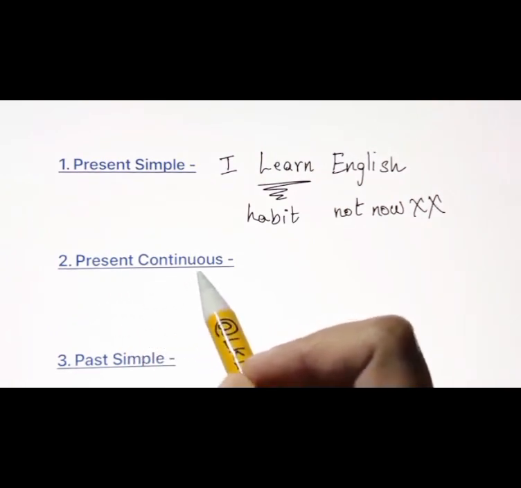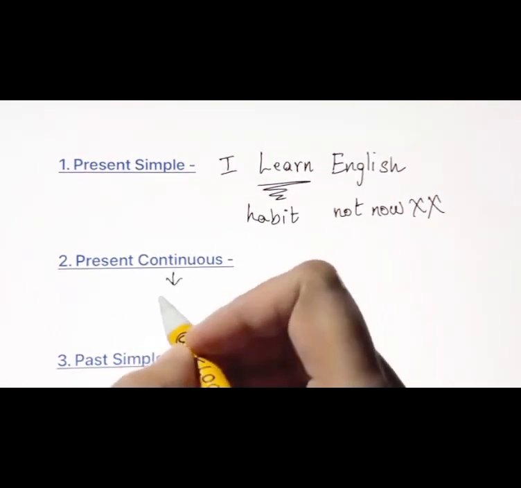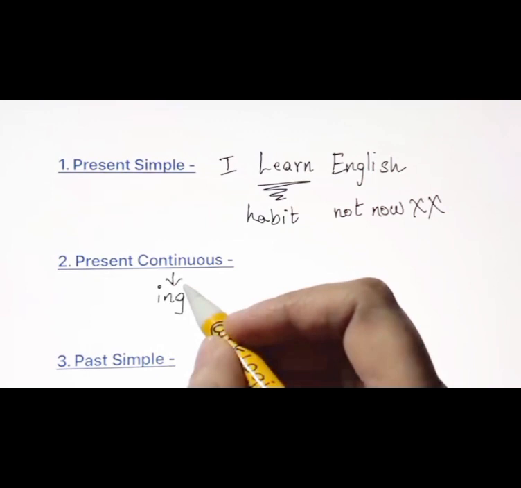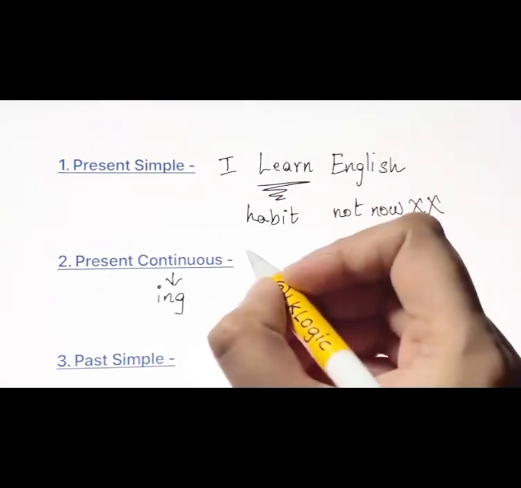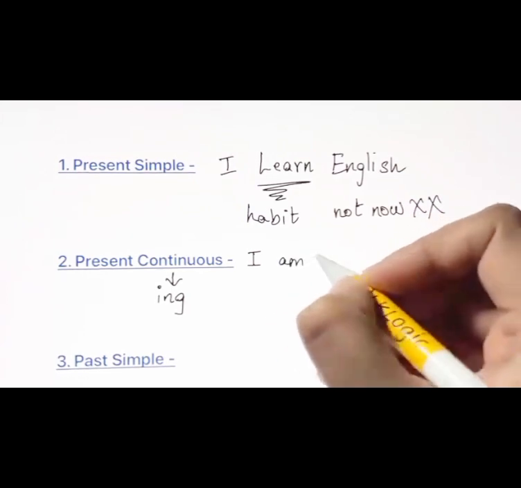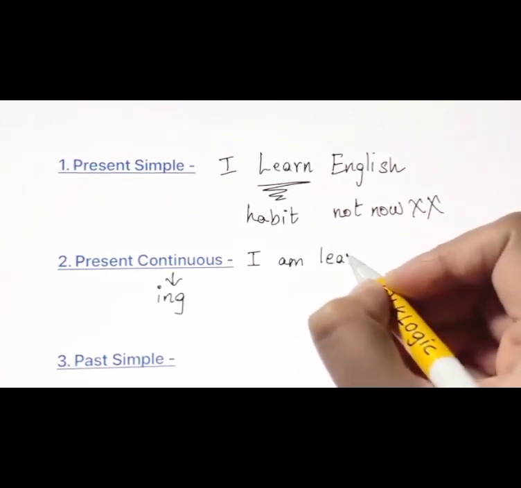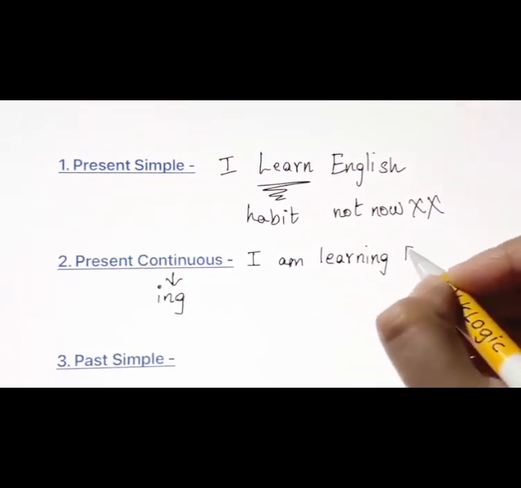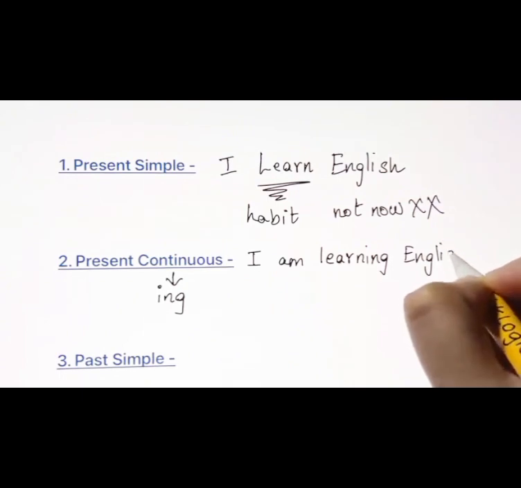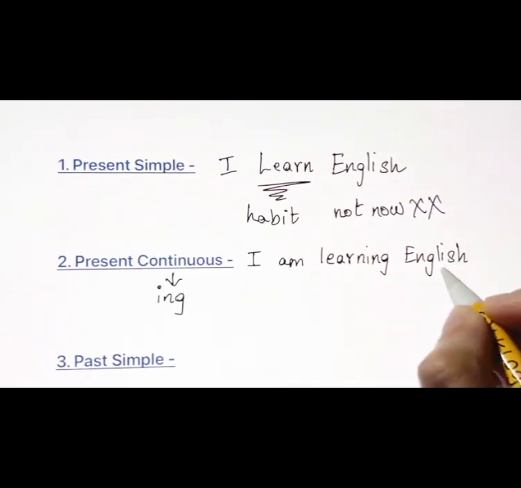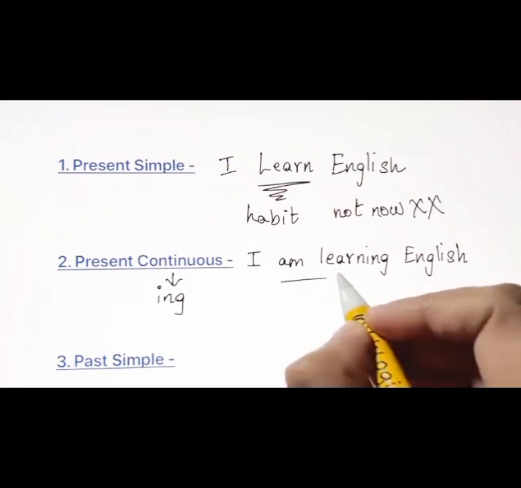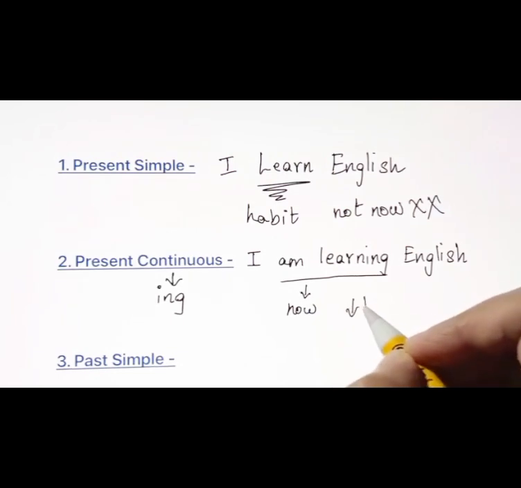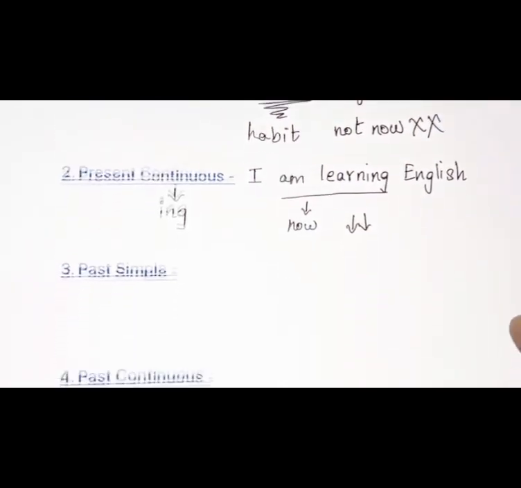Present continuous. When there's continuous, we'll always use ing with the base verb. We add ing to the base verb. So we are going to write I am, the base verb learn with ing, that's learning English. So I am learning English. So this means I am learning English now, at the moment. Okay, let's move on to the next one.